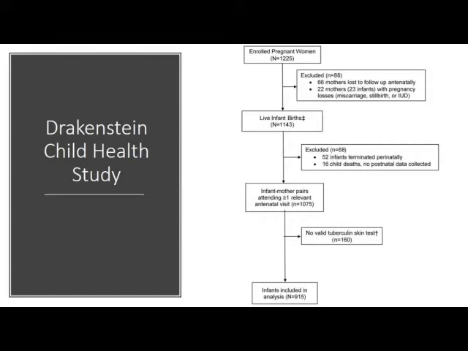So this is the study profile. We enrolled 1,225 pregnant women. There were exclusions based on infant death and loss to follow-up of mothers, and there were 1,143 live infant births. Some infants were terminated perinatally, and there were some childhood deaths after birth, and they were excluded. And so we included 915 infant-mother pairs that had tuberculin skin test results and disease follow-up.